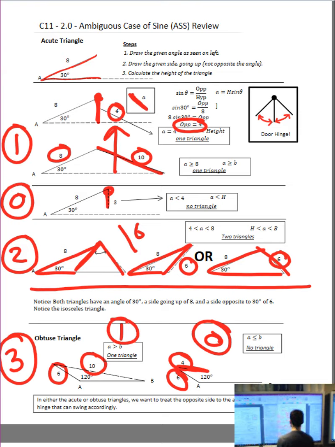So we have different cases: acute cases of 1, 0, and 2 triangles, and obtuse cases of 1 and 0 triangles. The big one in the center is the ambiguous case where we have two cases. The algebra is very difficult. Very carefully look through the notes.